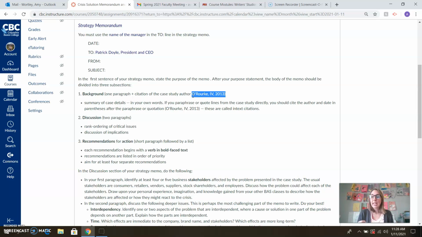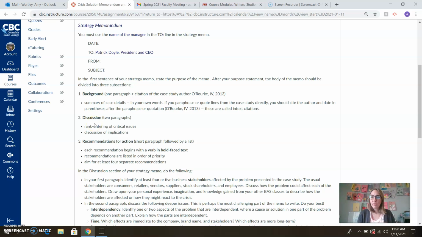So we're summarizing the case study. Anytime we summarize information that didn't start in our heads, we need to go ahead and attribute that information to the correct source. So summarize the case details in your own words. If you're paraphrasing or quoting, of course, we need to include those in-text citations in APA style.